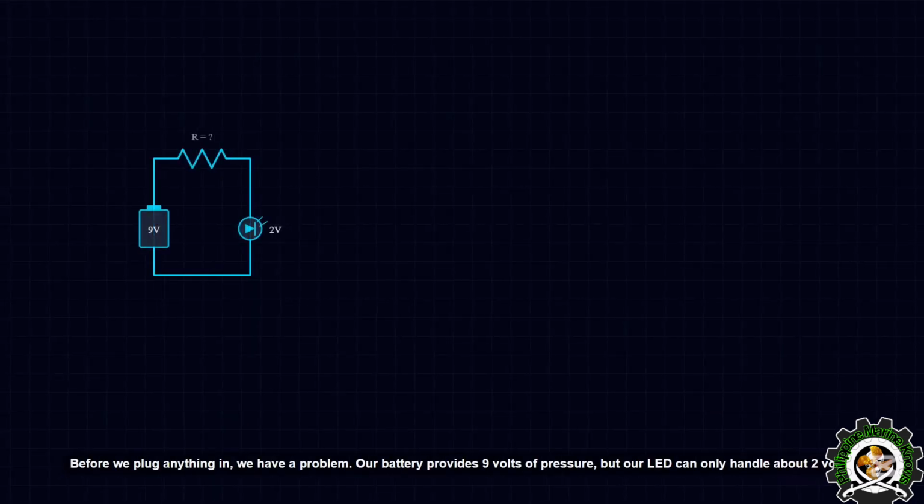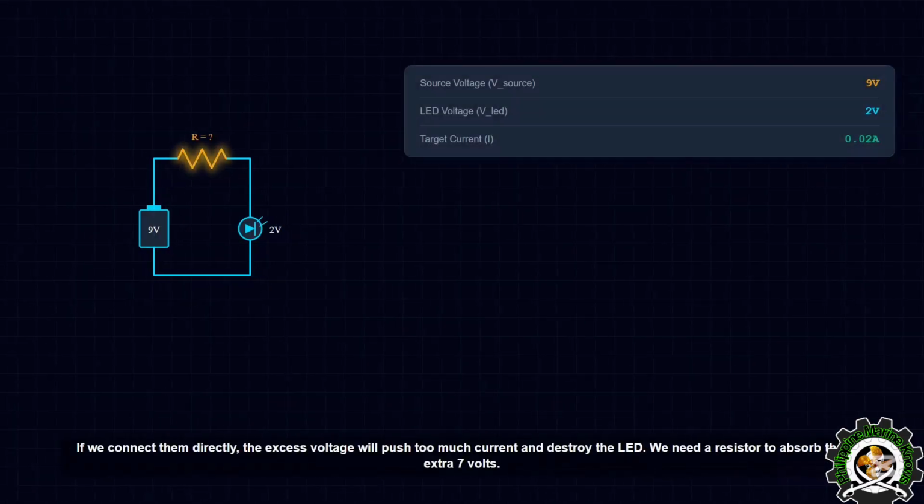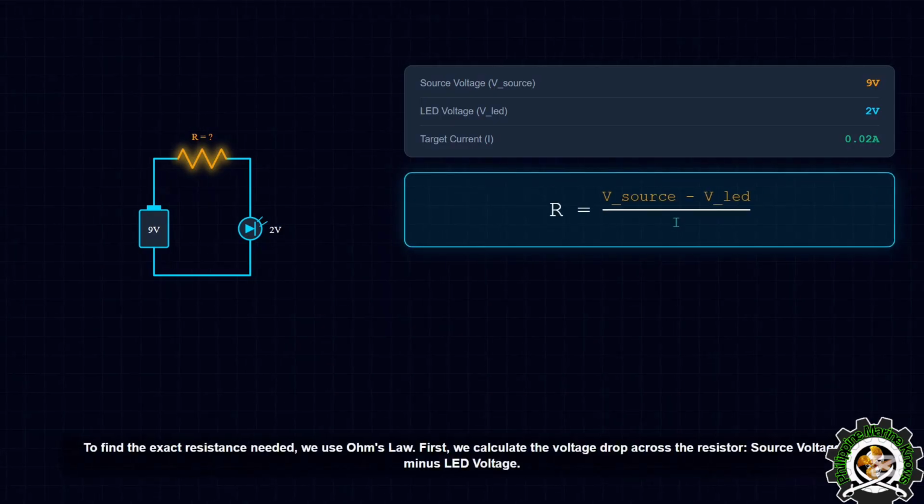Before we plug anything in, we have a problem. Our battery provides 9 volts of pressure, but our LED can only handle about 2 volts. If we connect them directly, the excess voltage will push too much current and destroy the LED. We need a resistor to absorb that extra 7 volts. To find the exact resistance needed, we use Ohm's law. First, we calculate the voltage drop across the resistor, source voltage minus LED voltage.